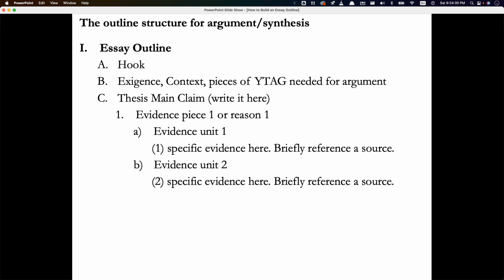For timed essays, I usually recommend one evidence unit only per paragraph. That goes for argument. Synthesis might be a little different because you will be bringing in counter arguments, or you might have a good reason to use 2 evidence units. But for argument, 1 evidence unit per paragraph is fine.